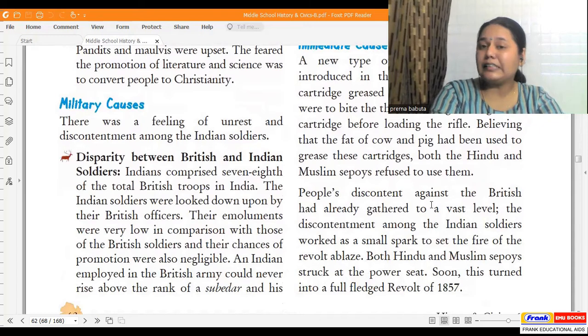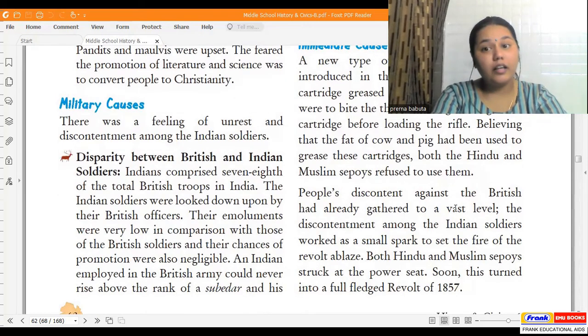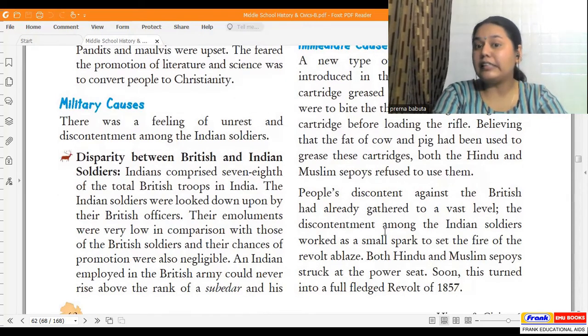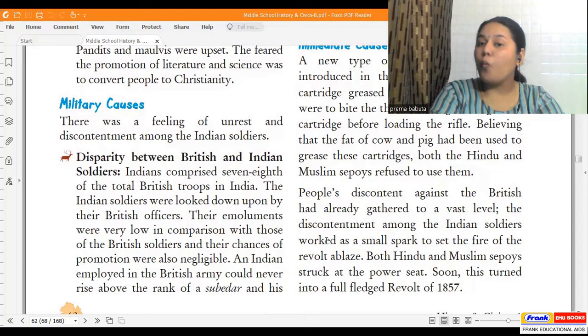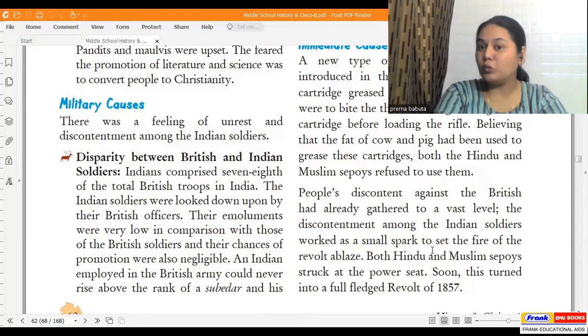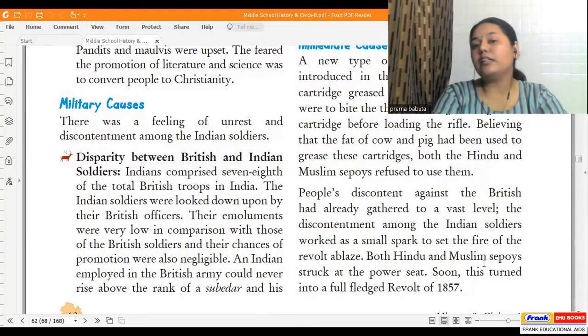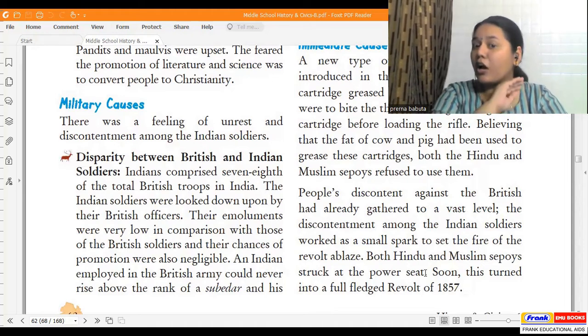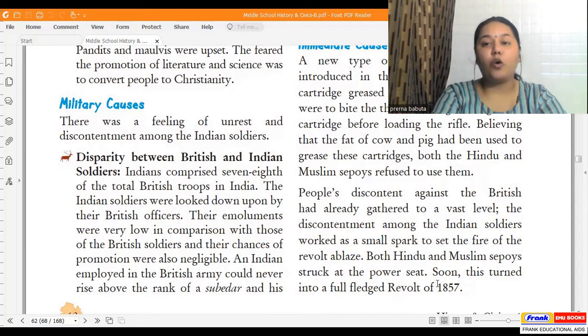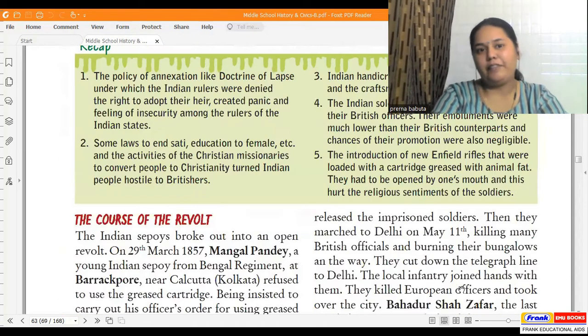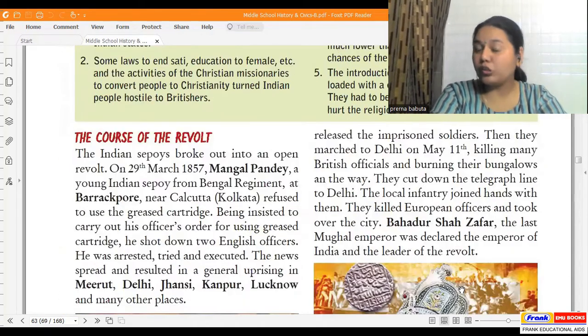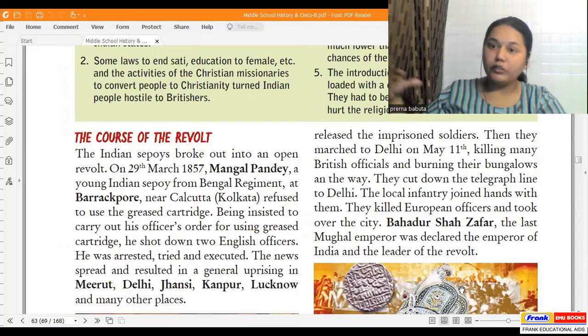So they said that we will not use the cartridges which have fat of cow and pig. And people's discontent against the British had already gathered to a vast level. The discontentment among the Indian soldiers worked as a small spark to set the fire of the revolt ablaze. Both Hindu and Muslim sepoys united and they revolted against the British. Soon this turned into a full-fledged revolt of 1857. Now, what was the course of the revolt? How did it start, and where all did it spread?